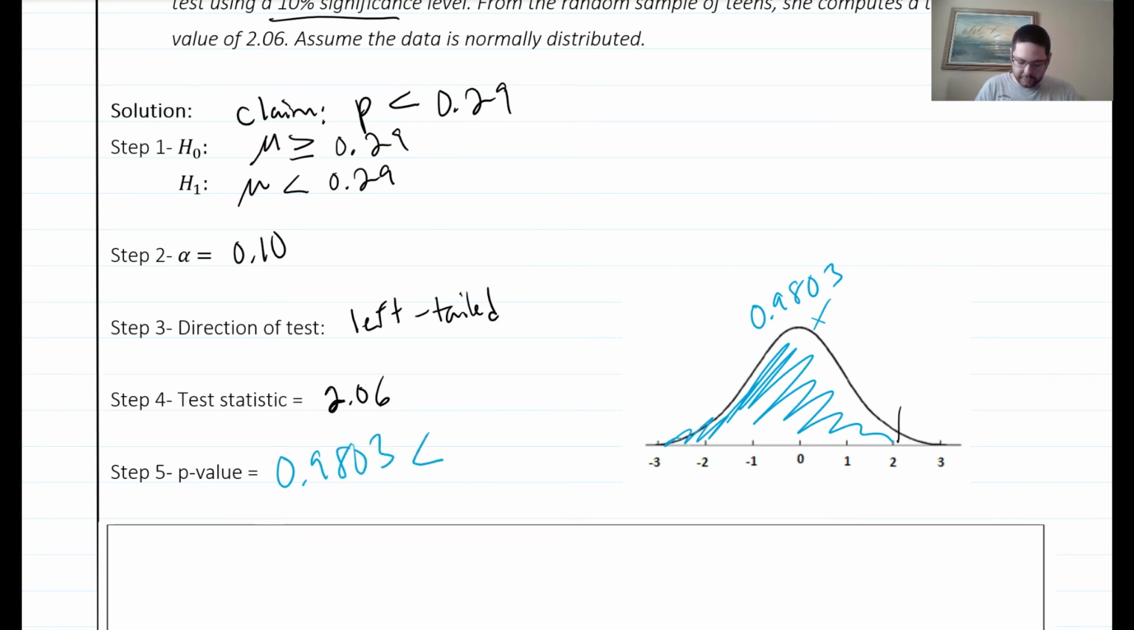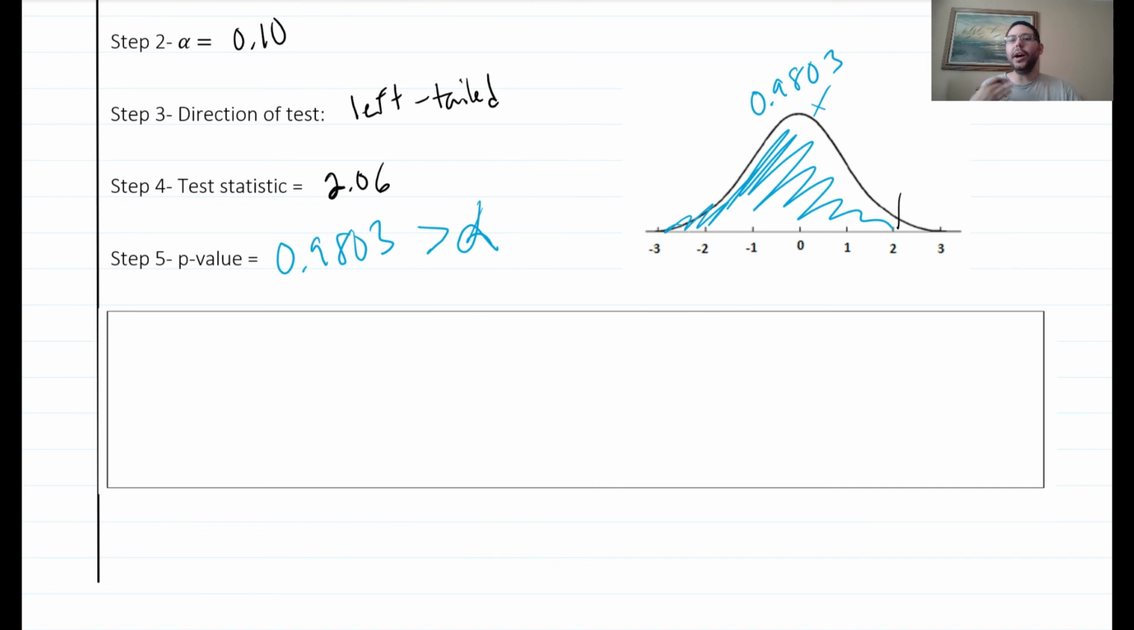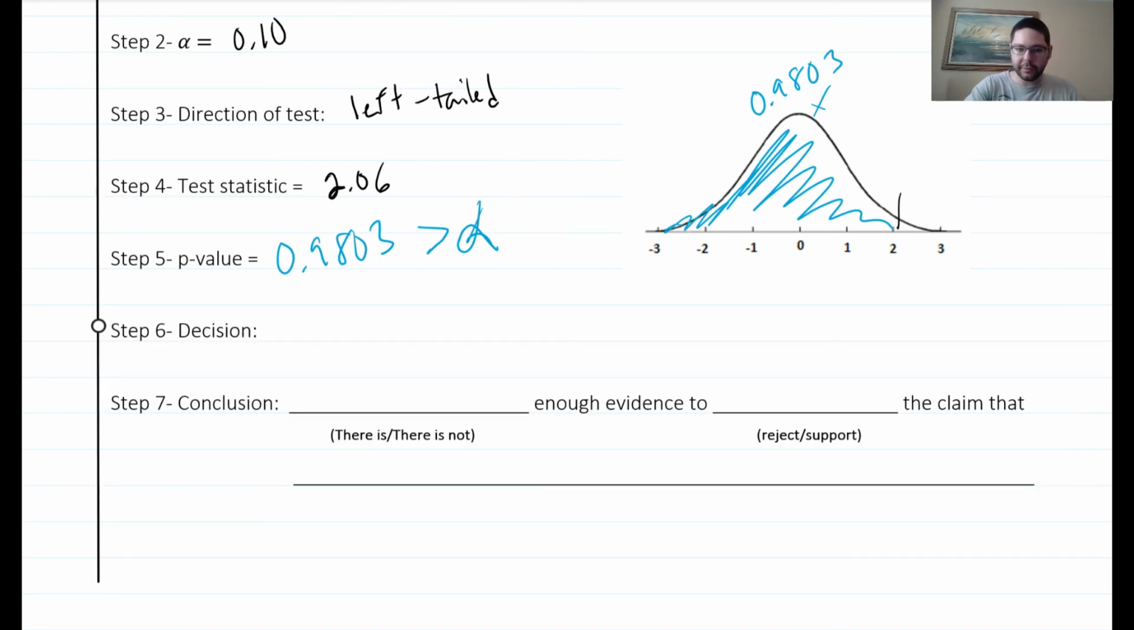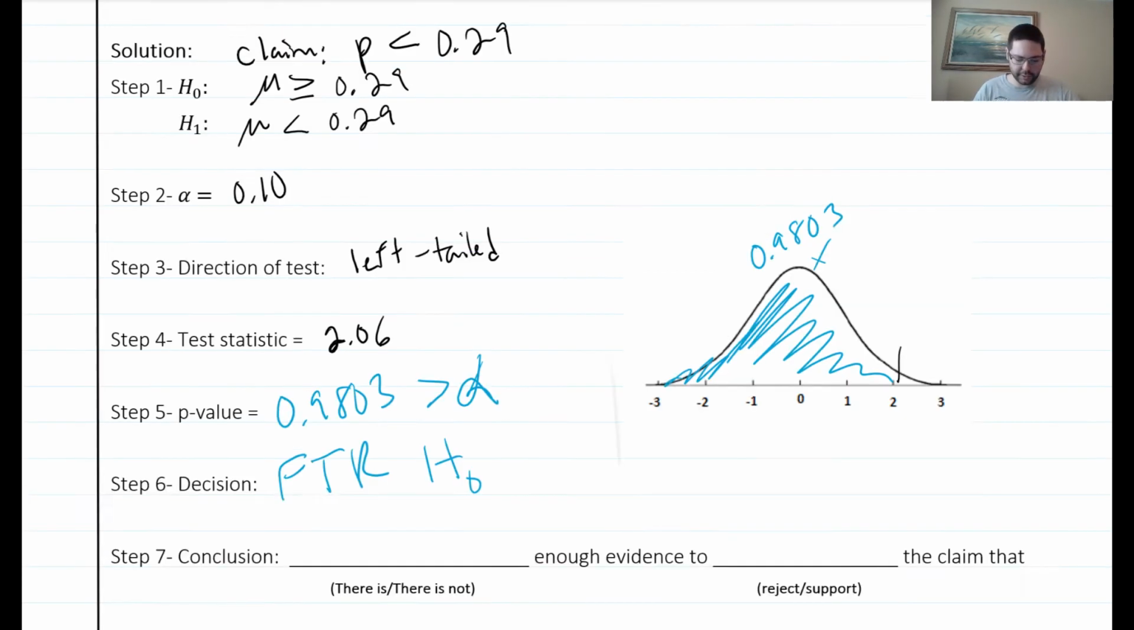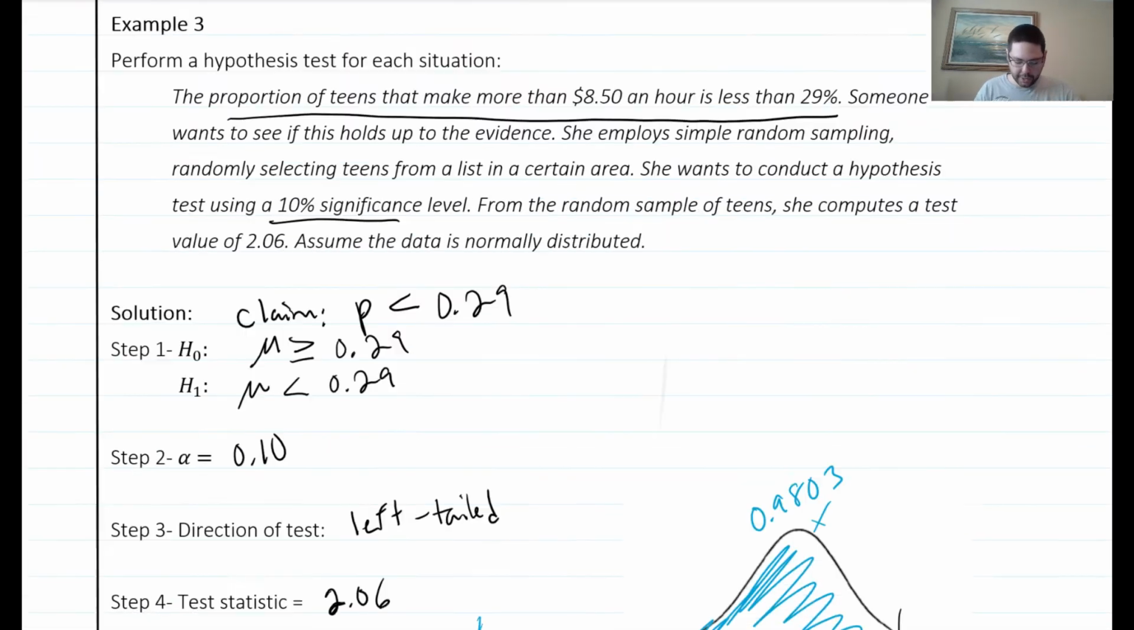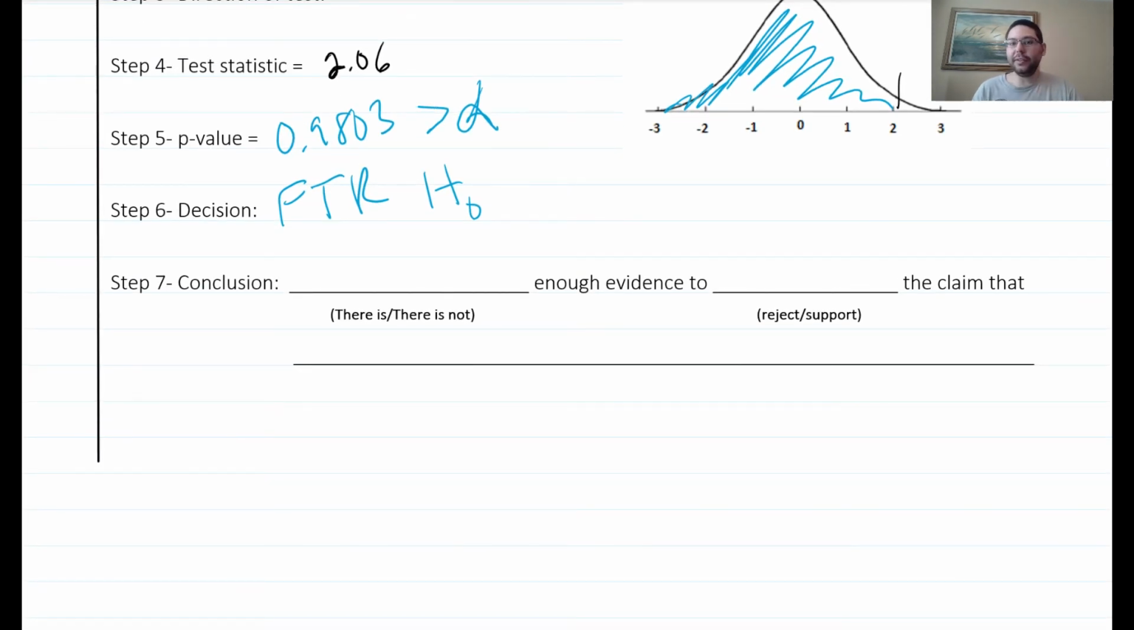This is greater than alpha. So because it's greater than alpha, we need to actually fail to reject here. So I'm going to use FTR for fail to reject H0. Did I say fail to reject on the other one? Yeah, I did. So because we fail to reject, that means there is not enough evidence to, and now since the H1 was our claim, we say support the claim that... I'm going to have you guys fill that out. That's just the claim that they mentioned in the problem.